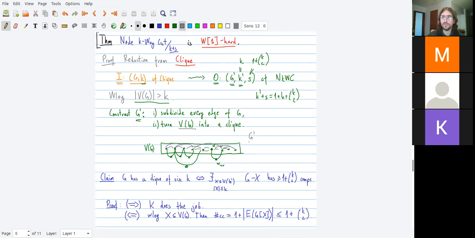And this is my graph G prime. So G prime consists of the clique on the original vertex set, plus for every edge of the original graph, I make a new vertex that is adjacent to the endpoints of the original edge. So this is G prime. So now I claim that my original graph G has a clique of size k if and only if in my new graph G prime, there is a set of at most k vertices such that deletion of the set of vertices leaves at least one plus k choose two connected components.